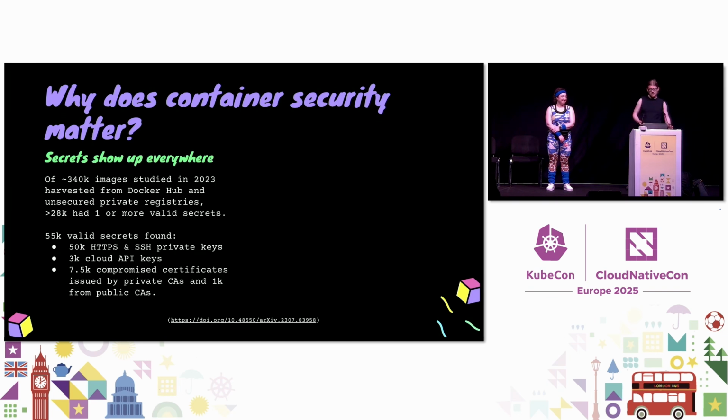In yet more data from 2023, secrets, it turns out they show up everywhere. Of the roughly 340,000 images that were studied from both Docker Hub and quite a number of allegedly private but unsecured registries on the public internet, they found more than 28,000 of those images had at least one valid secret, and they found a total of 55,000 secrets. Most of these were TLS and SSH private keys, a couple thousand cloud API keys, hello crypto mining, and a couple thousand compromised certificates.